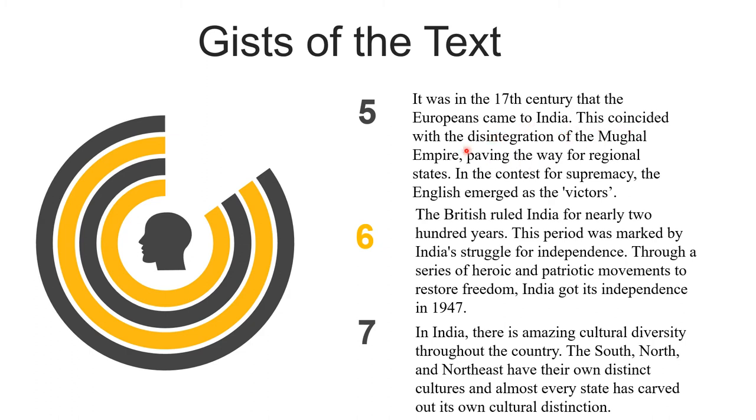This coincided with the disintegration of the Mughal Empire, paving the way for regional states. In the contest for supremacy, the English emerged as the victors. The British ruled India for nearly 200 years. This period was marked by India's struggle for independence. Through a series of heroic and patriotic movements to restore freedom, India got its independence in 1947. So, dear learners, when did India get independence? India got its independence in 1947.